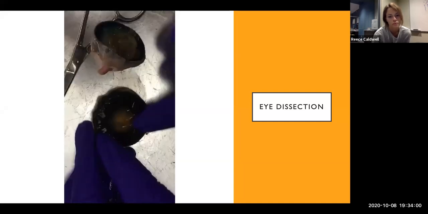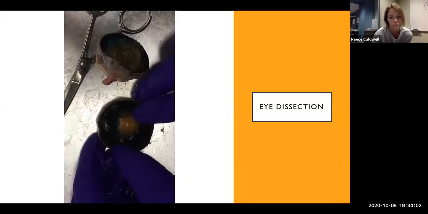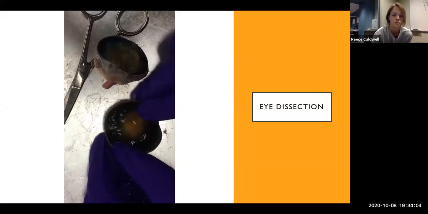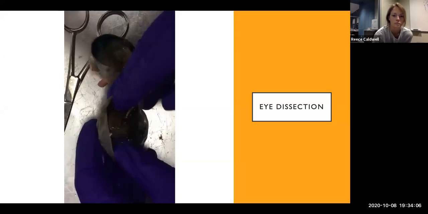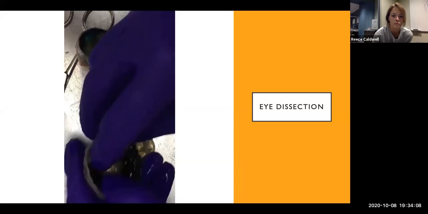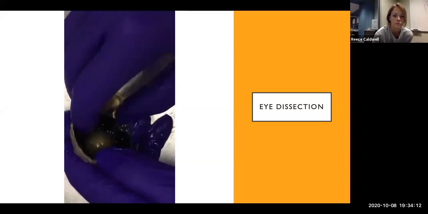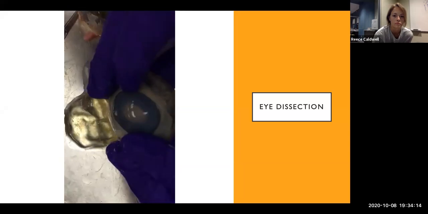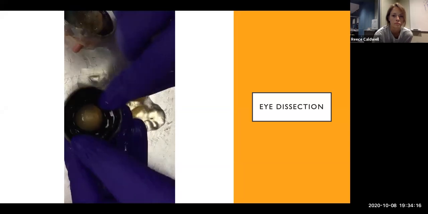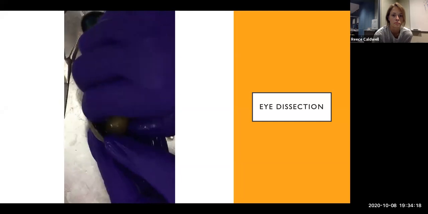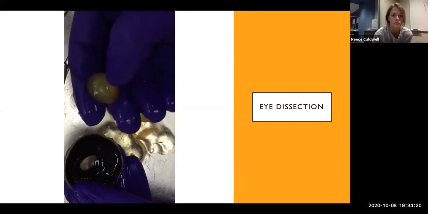So the first thing you notice is this jelly substance. This is the vitreous humor at the back of the eye. This allows the eye to maintain its pressure. I'm going to take that all out. Okay, and then this is the back of the anterior side of the eye. So this that we see, this is the lens. I'm going to take that out.